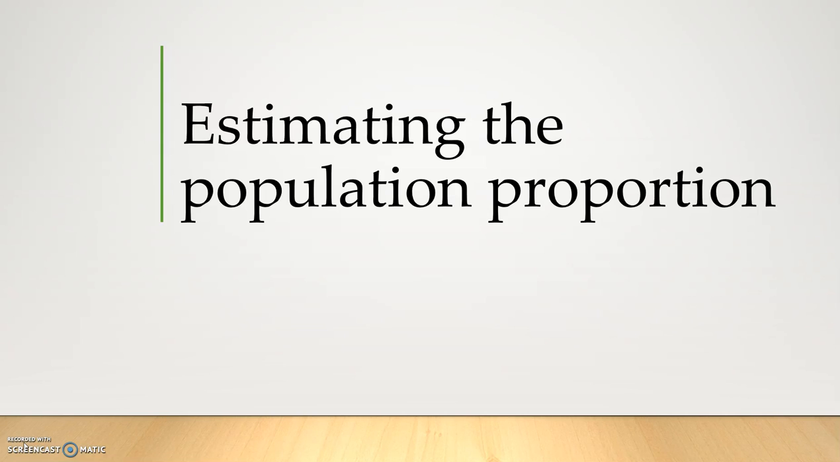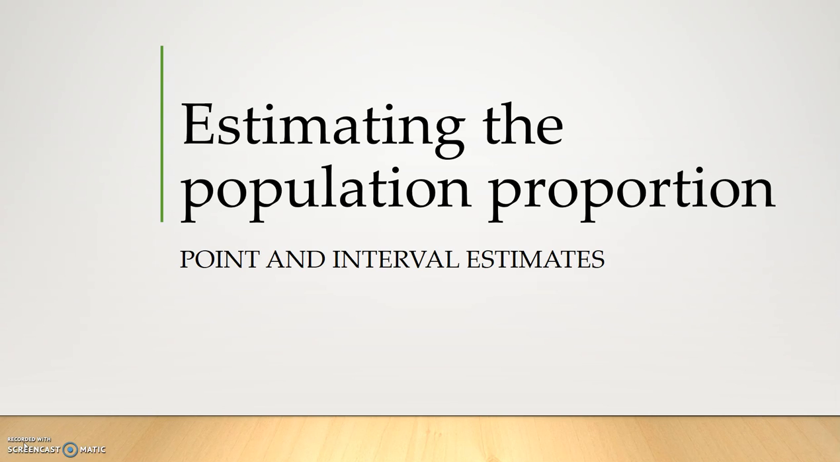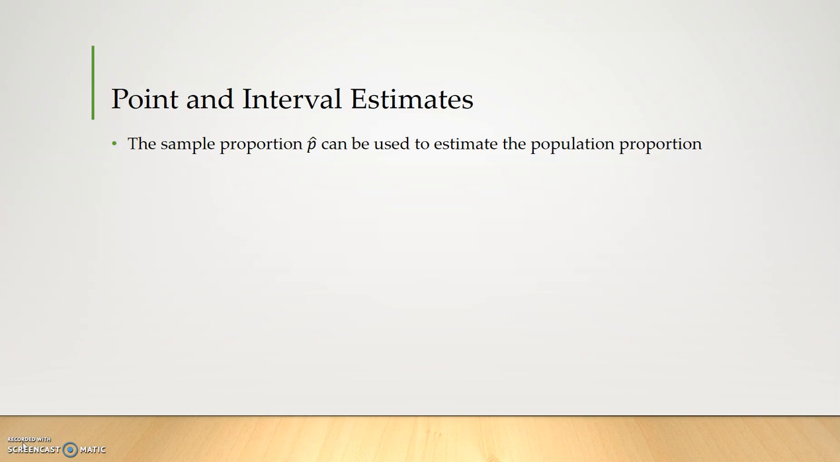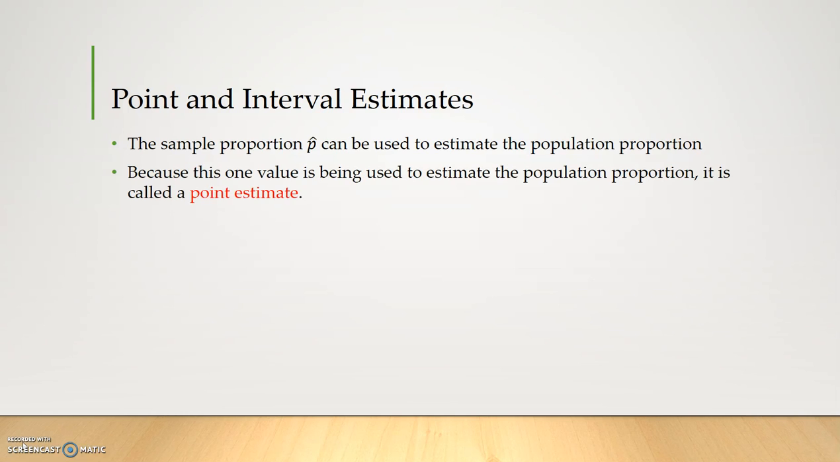In this tutorial, we're going to be looking at estimating the population proportion from the sample proportion. In the first instance, we're going to look at point and interval estimates. The sample proportion p hat can be used to estimate the population proportion. Because this is one value only and it's being used to estimate the population proportion, it is called a point estimate.